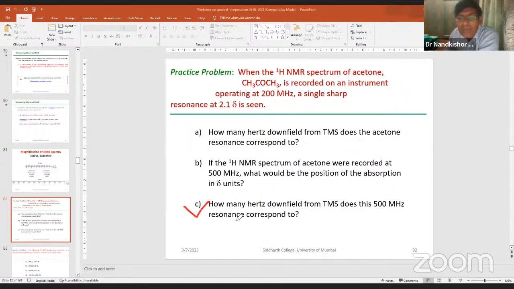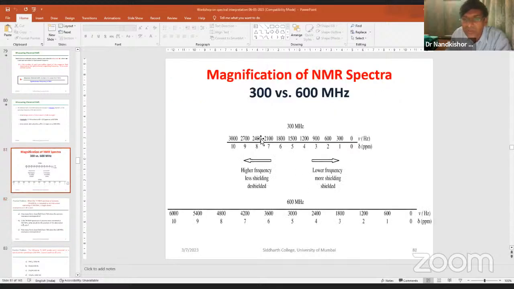Now the next question: how many hertz downfield from TMS does the 500 spectrum show? That means you have to convert this 2.1 delta into hertz. So again, 2.1 into 500 will be the hertz from zero downfield. That is how we convert to the actual scale of the NMR spectrum. So this hertz is the actual scale of the NMR spectrum.